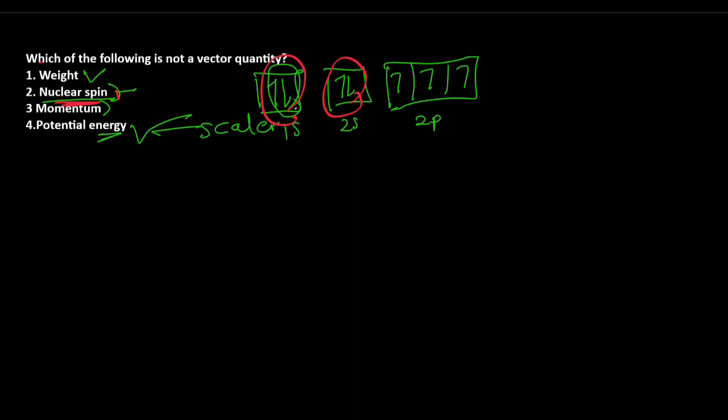So they said which of the following is not a vector quantity? That is, which is a scalar quantity? The correct answer will be 4, which is potential energy. I hope you learned something today. I really wish you learned.